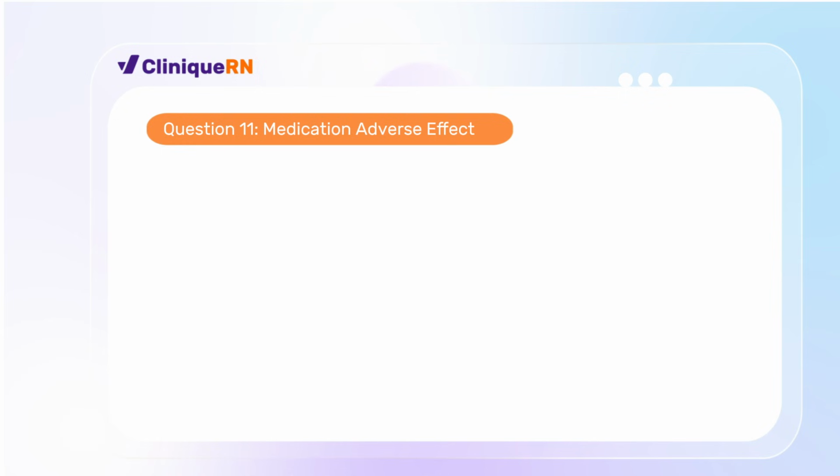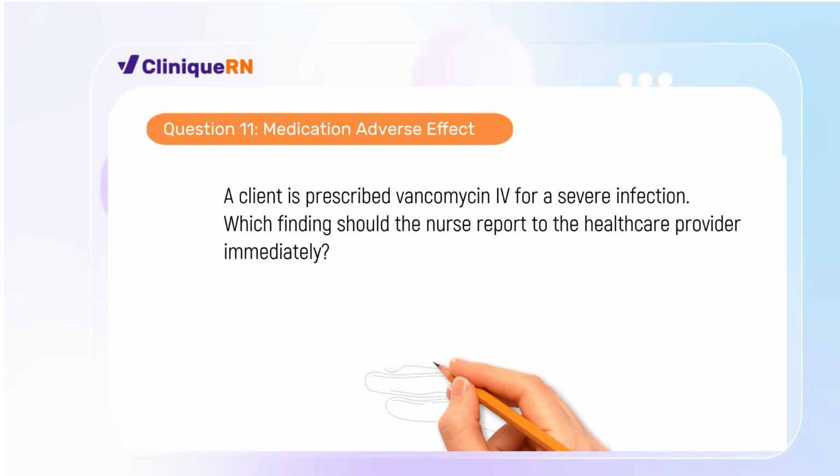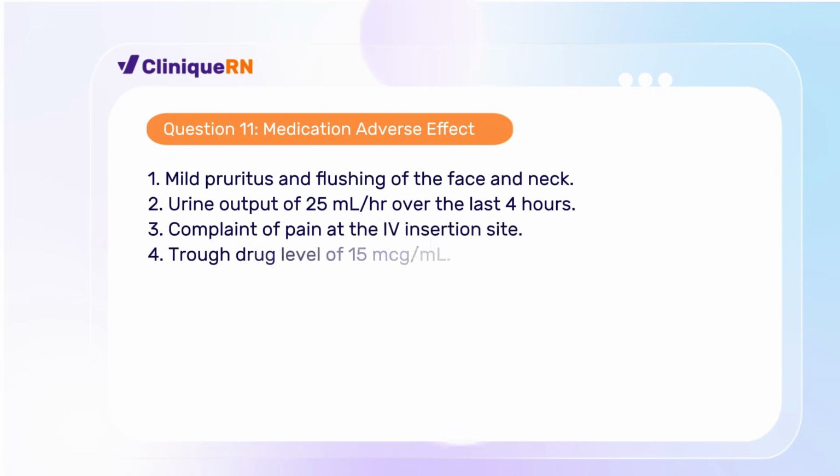Question 11. Medication adverse effect. A client is prescribed vancomycin IV for a severe infection. Which finding should the nurse report to the healthcare provider immediately? 1. Mild pruritus and flushing of the face and neck. 2. Urine output of 25 milliliters per hour over the last 4 hours. 3. Complaint of pain at the IV insertion site. 4. Trough drug level of 15 micrograms per milliliter.